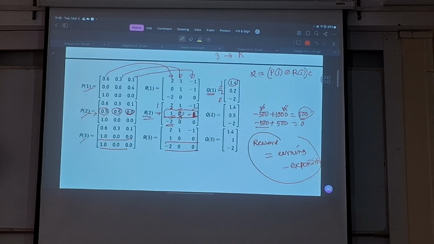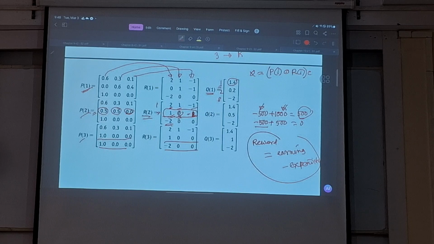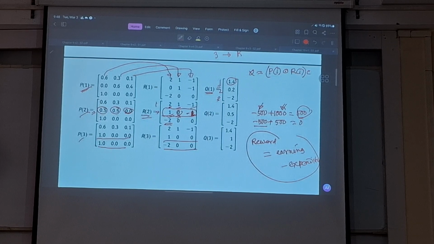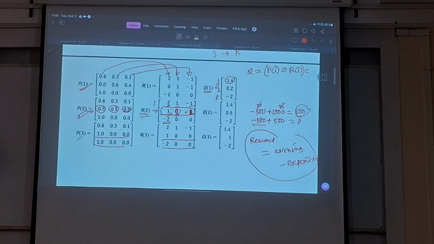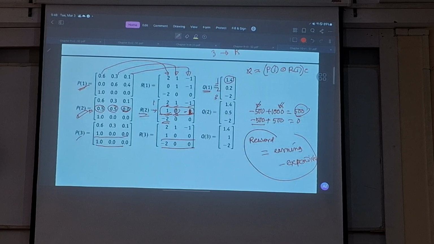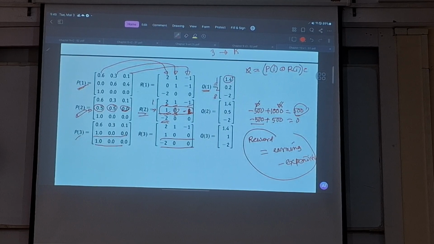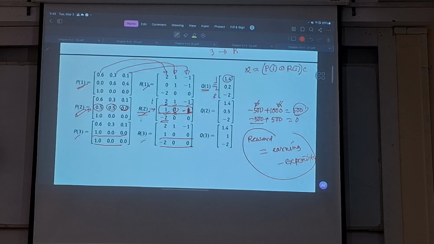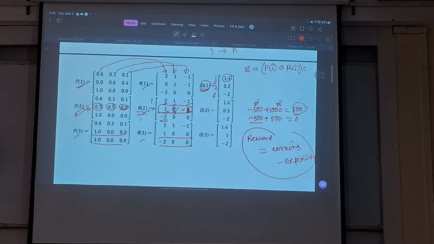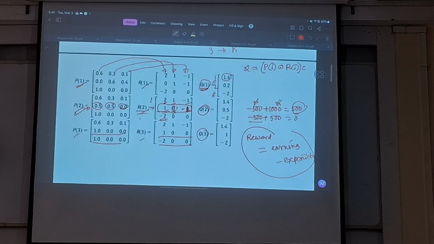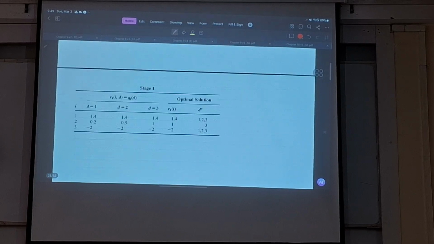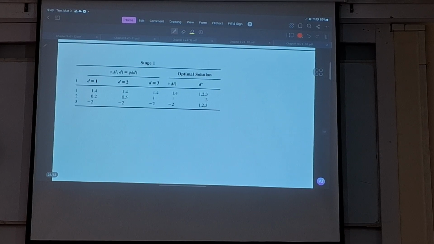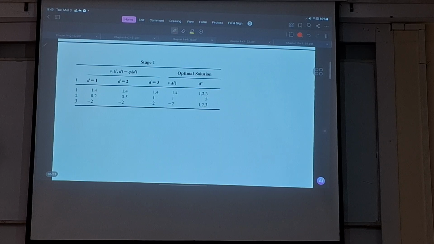Just assume that this is the probability of transition when the machine is in policy 1. This is the probability transition matrix when the machine is using policy 2, and so on. And the rewards for specific policies are this one. And then the expected earning in one transition is Q1, Q2, and Q3 for policy 1, policy 2, and policy 3. Once we have this one, the algorithm starts.